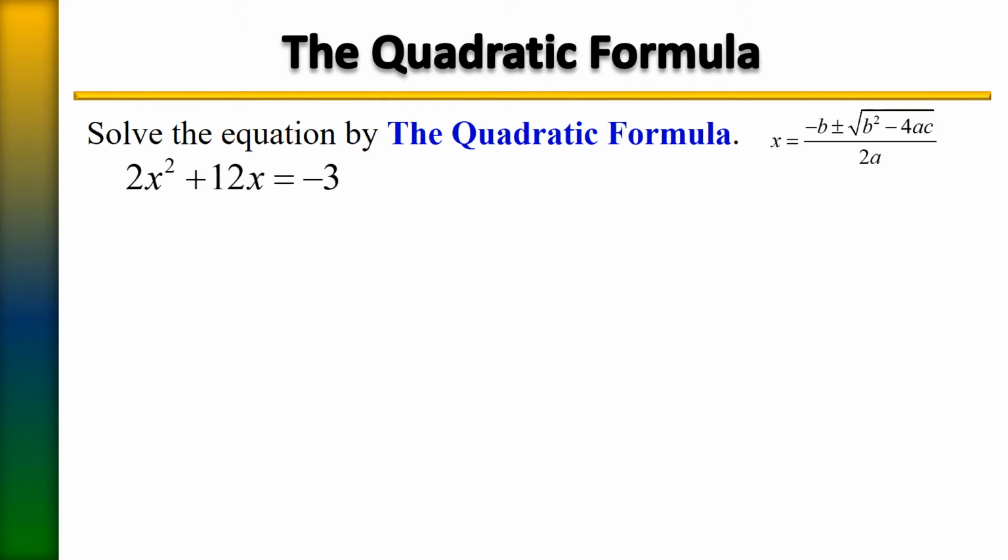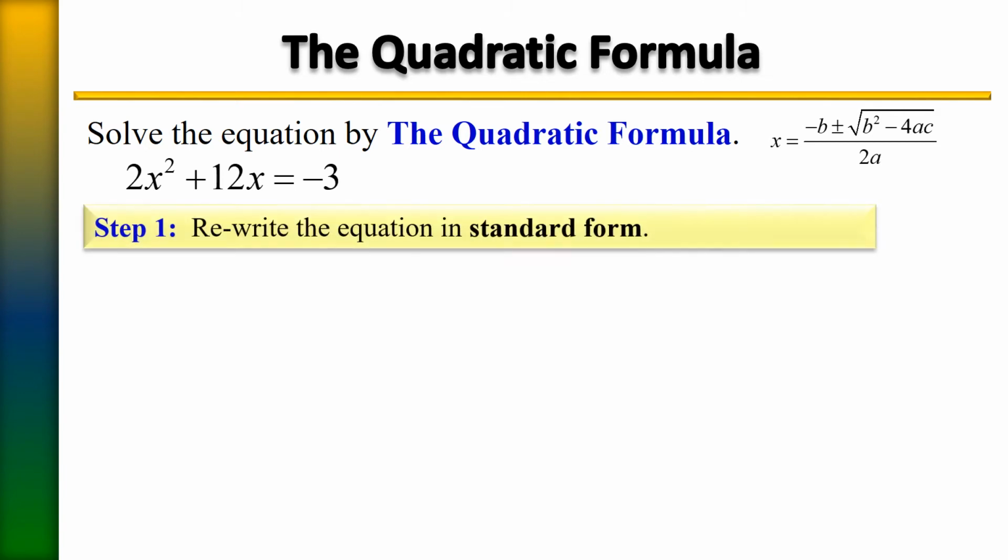So the first thing you need to do is to make sure that your equation is in standard form, or get all your numbers on the left and 0 on the right. So we're going to proceed by first adding 3 to each side so that we can get all our numbers together on that one left side. When we do that, we can then determine what our values are.